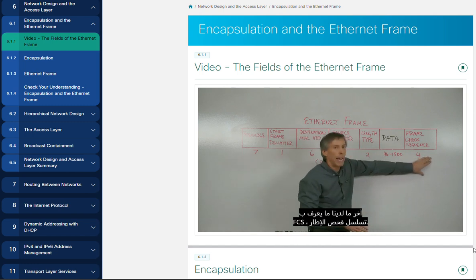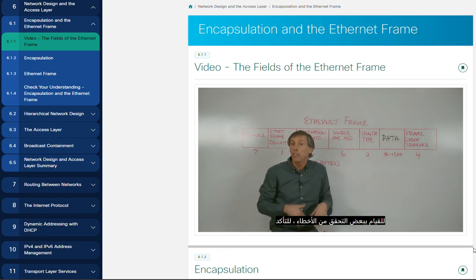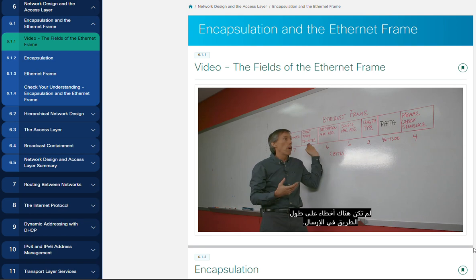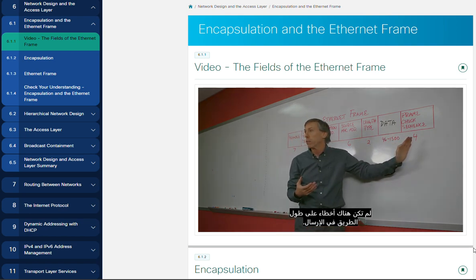Last, we have what's known as the FCS, frame check sequence. This is used by the receiving device to do some error checking, to make sure there were no errors along the way in transmission.